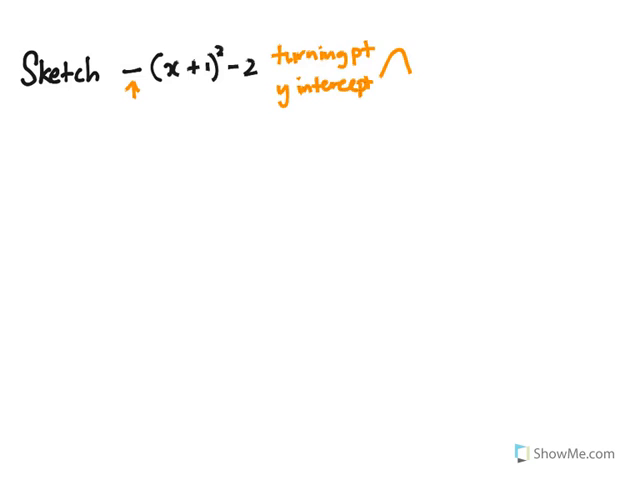Like I said, for the turning point, you have your x and your y. This would be the y coordinate of your turning point, and you have to equate this whole thing equals to 0, so that will give you x equals to -1. So that will be the x coordinate of your turning point.